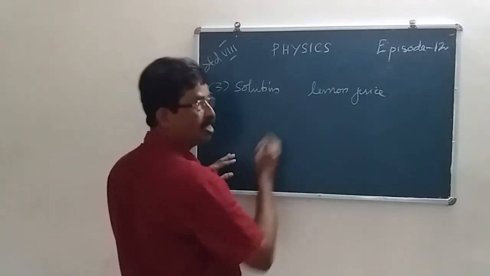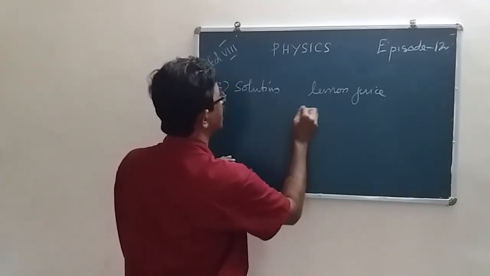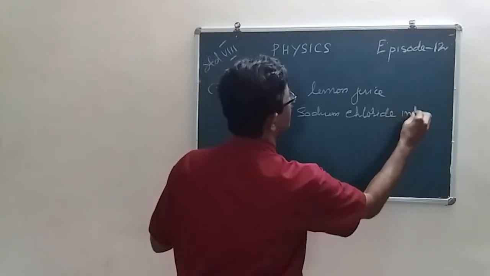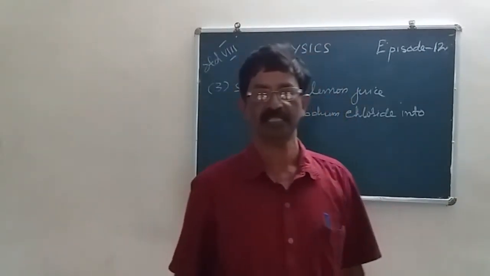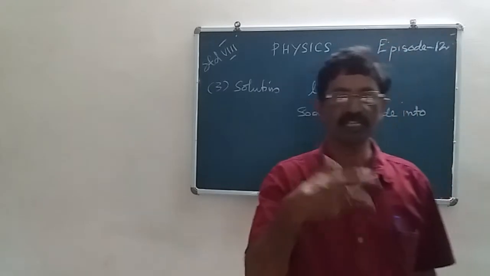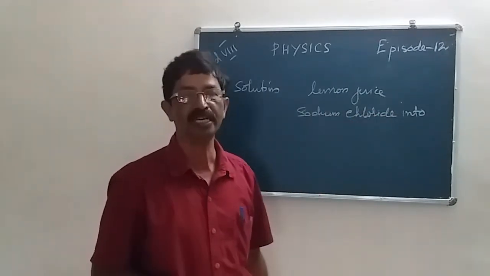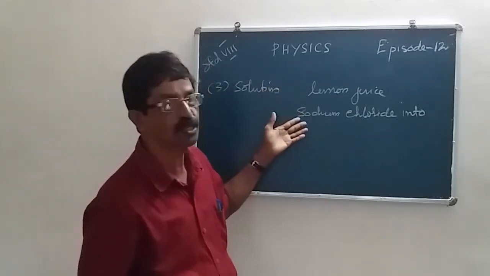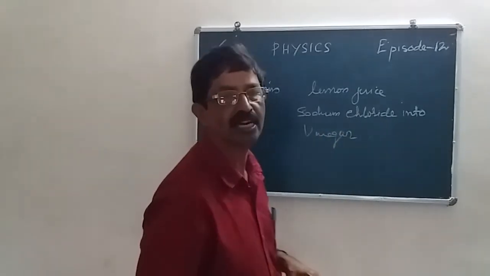Another one is when we add salt, that means sodium chloride, into water; that is also a good conductor. We know distilled water is a poor conductor, or otherwise it does not conduct electricity. But when we add sodium chloride to this distilled water, it also becomes a good conductor. Lemon juice is a good conductor, or vinegar is also a good conductor.